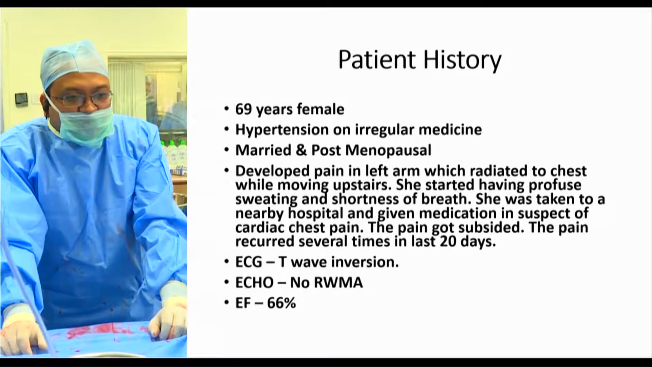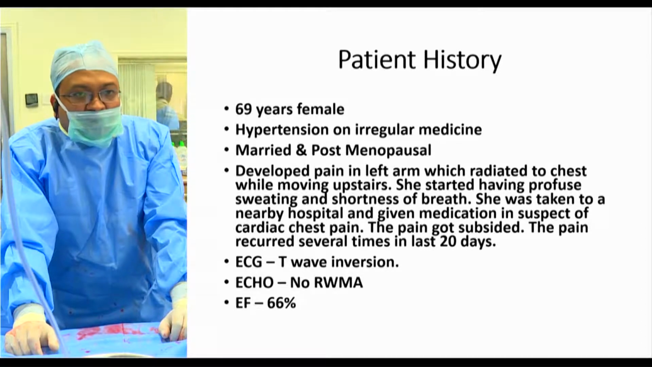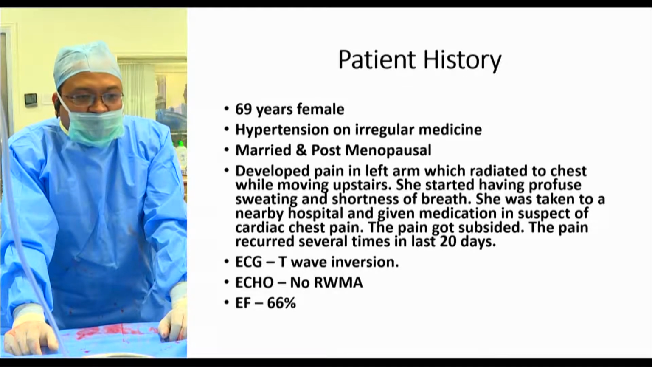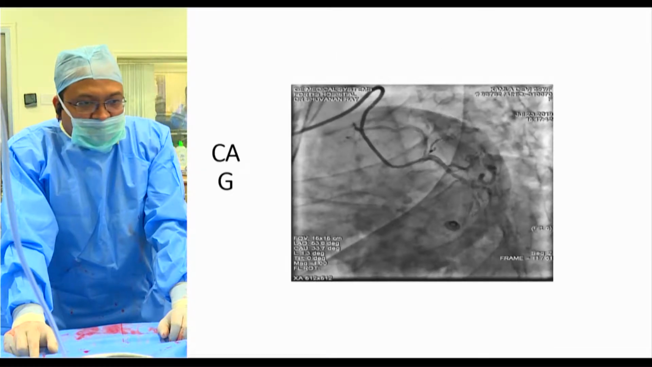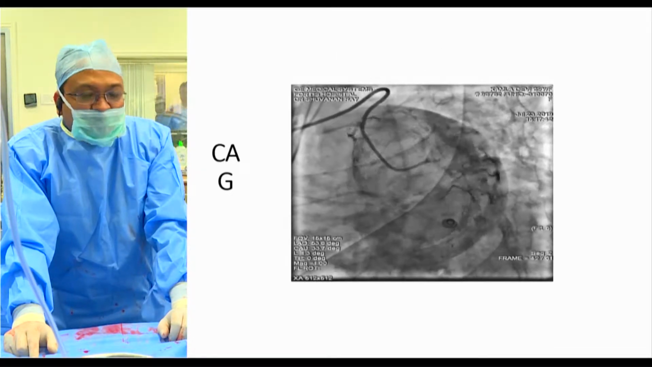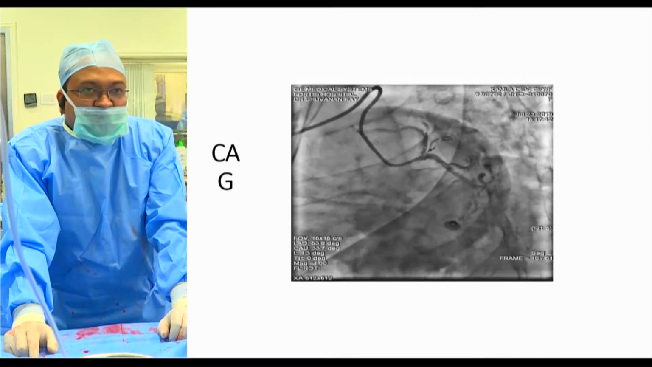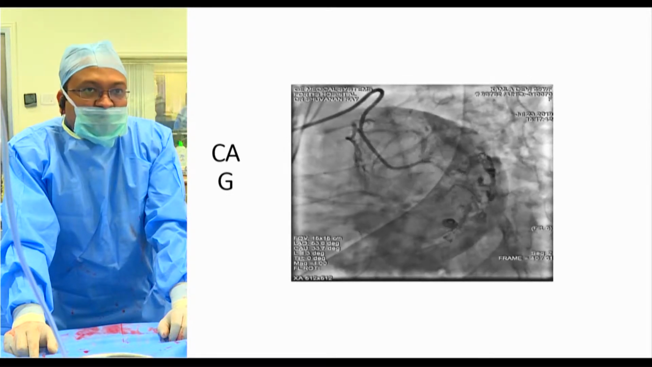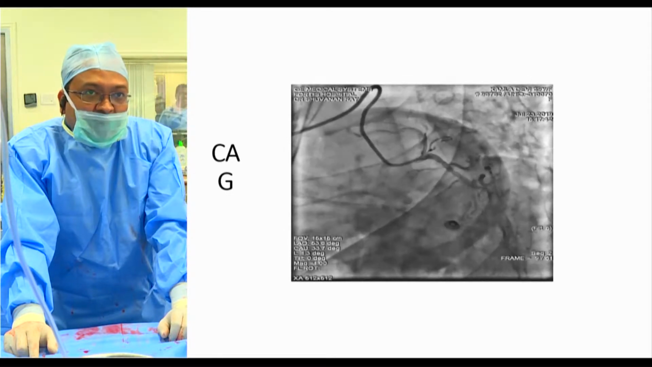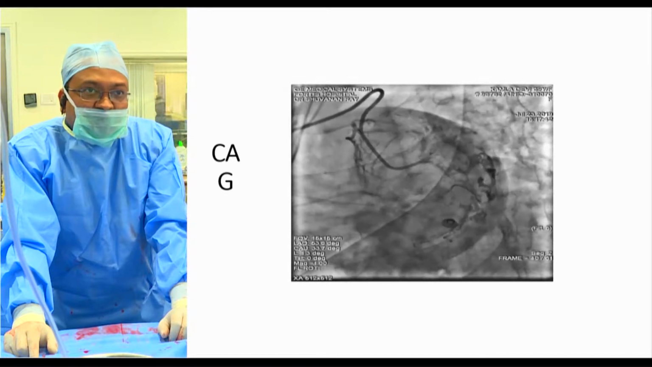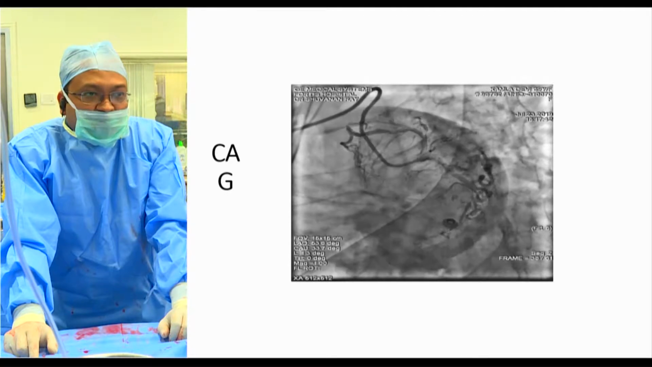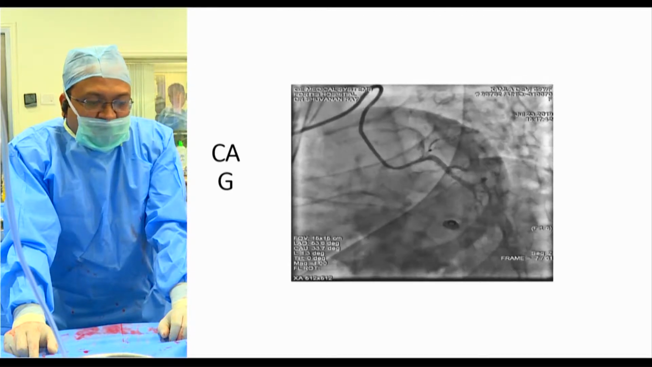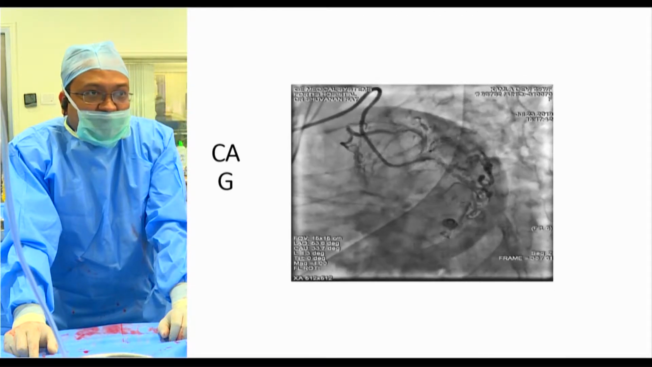ECG showed some non-specific changes. On echo, there was no RWMA with normal ejection fraction. Next. So this was the angiography which we did, which showed a long segment narrowing from the ostial LAD to the mid part, showing a very tight lesion in the mid part, about 80% focal disease, and there is also some visible calcium on angiography.